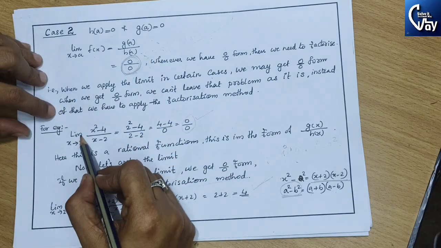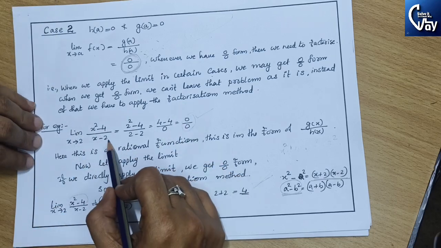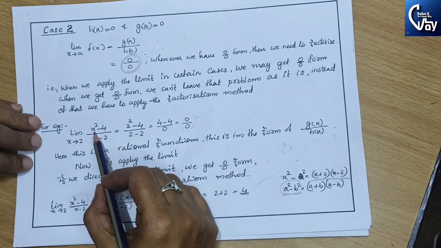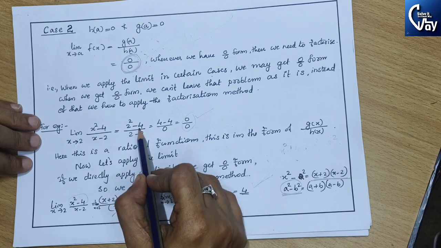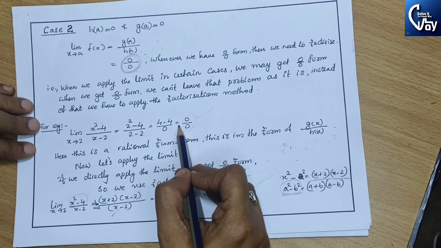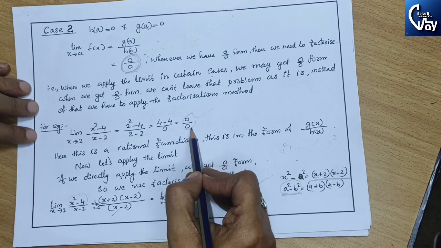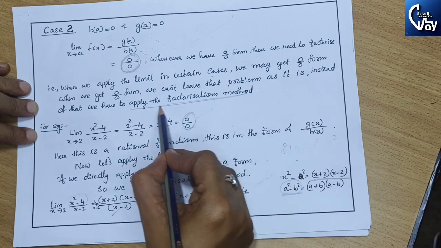For example, limit x approaching 2, x square minus 4 by x minus 2. Apply the limit directly. So x square becomes 2 square. 2 square minus 4 by 2 minus 2. 2 square is 4. 4 minus 4 by 0. That is equal to 0 by 0. Whenever we get 0 by 0, we need to apply the factorization method.